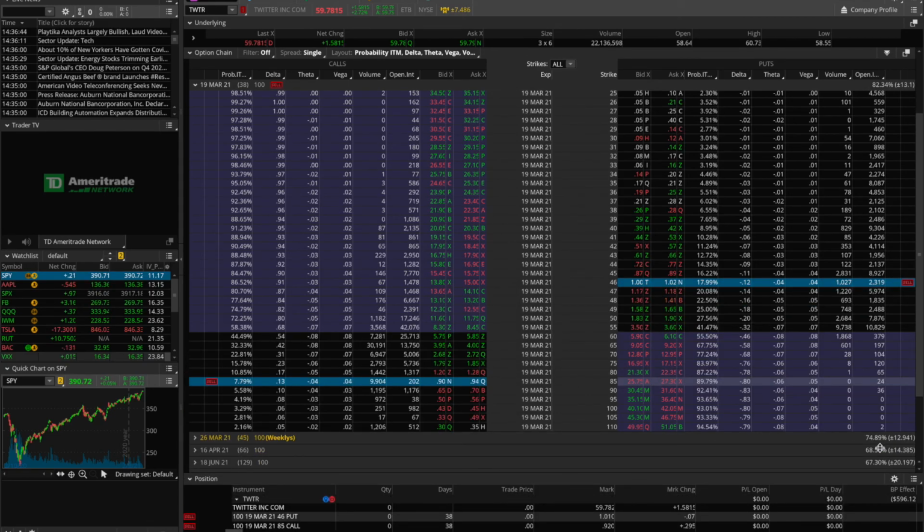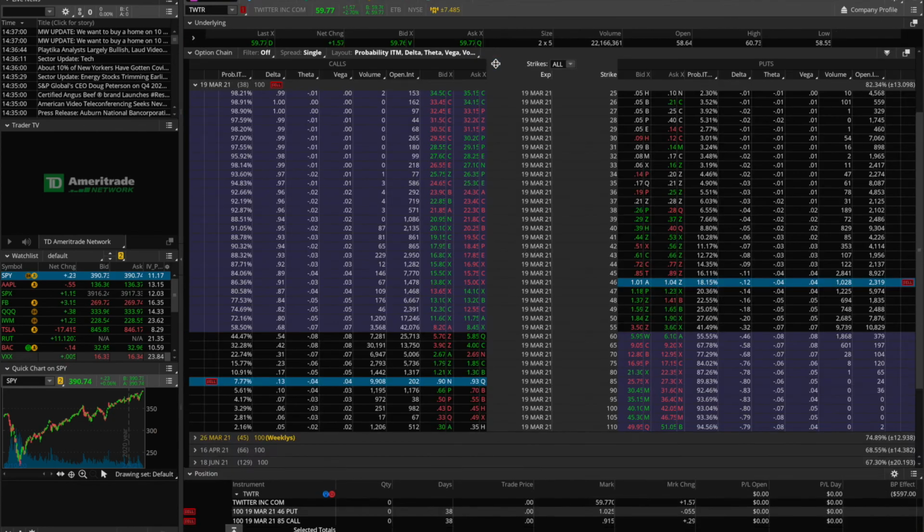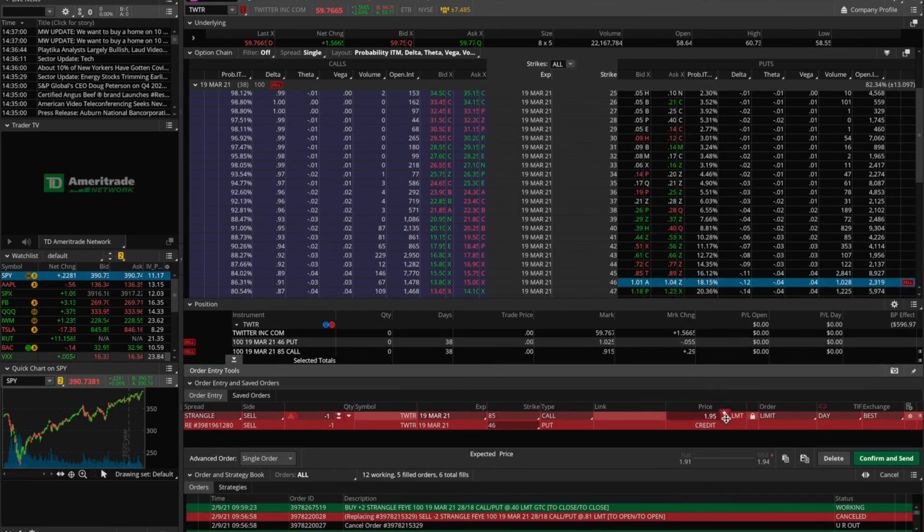And it looks like I have not gotten filled quite yet. Let's go to the monitor tab. And you can see my limit price is at 196 and the strangle is currently trading for 194. So my price might be a little bit too high. So what I can do is right click and cancel and replace this order. I'll come down to 195. Let's see if I can get filled here.